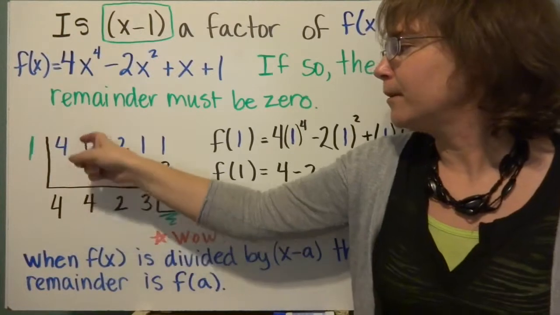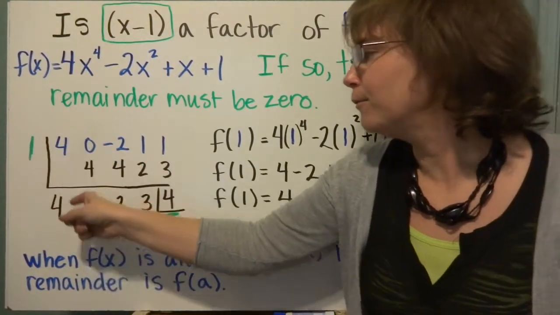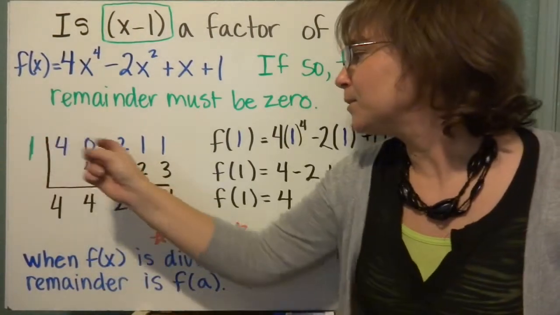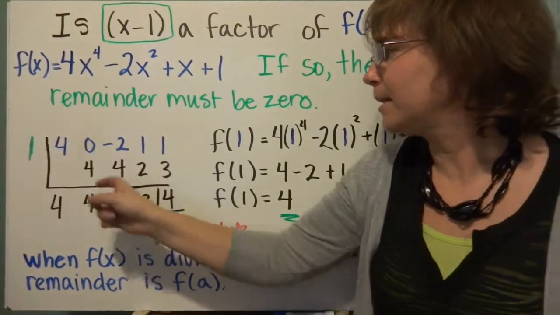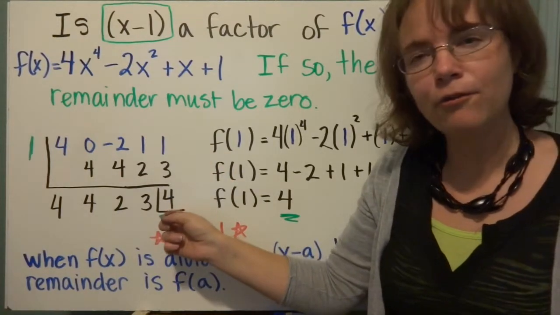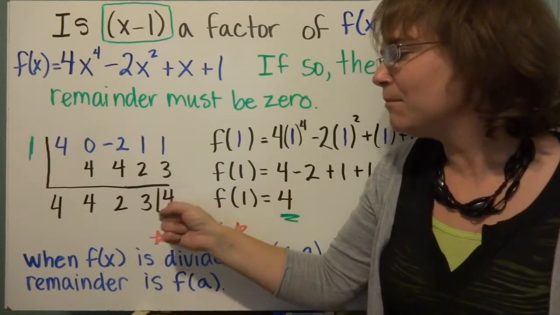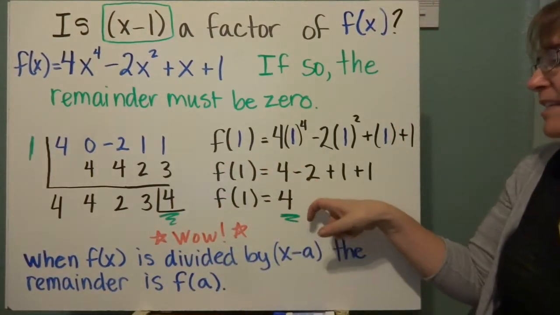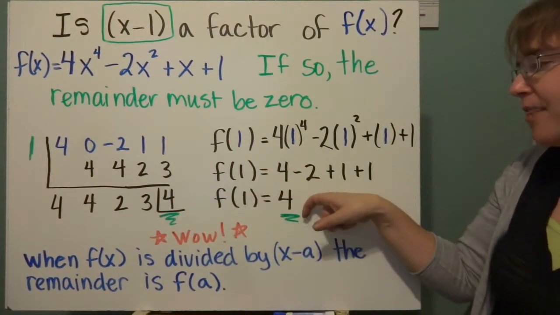4 times 1 is 4. Add them, 4. 4 times 1 is 4. Add them, I have a 2. 2 times 1 is 2. Add them, 3. 3 times 1 is 3. Add them, and I get a 4. I get the same value for my remainder as I did when I substituted a 1 in. I got that 4.